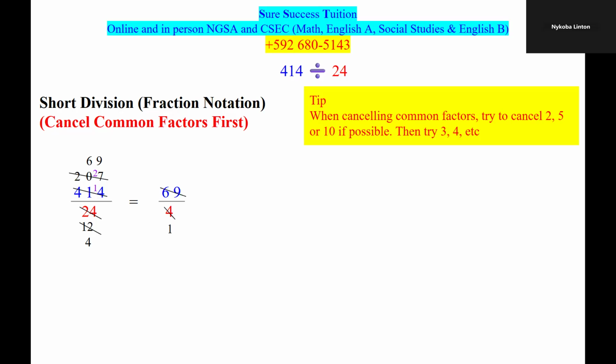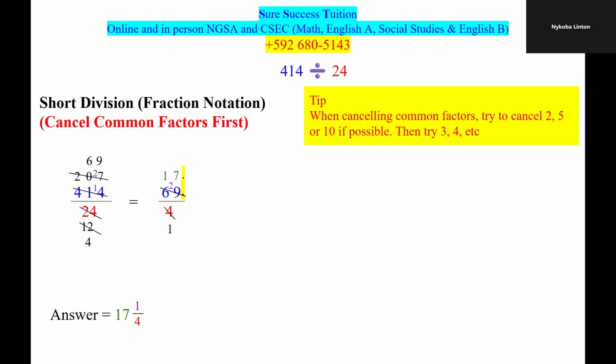4 into 4, 1. 4 into 6, 1. Remainder 2. 4 into 29 would be 7. How much would remain? We would have 1 remaining. So keep that in our head and we just put it in the answer. Remember, the final remainder would be the numerator. So our answer in a mixed number form would be 17 1/4.